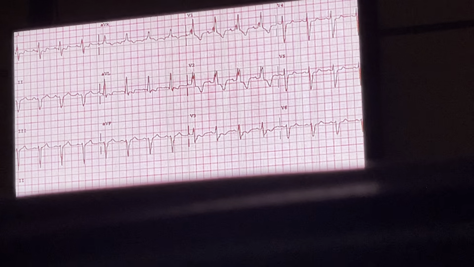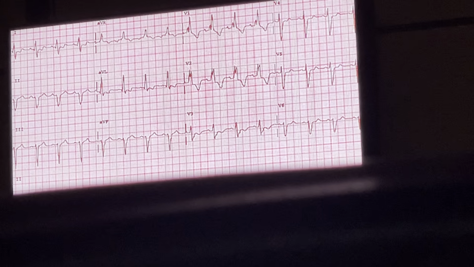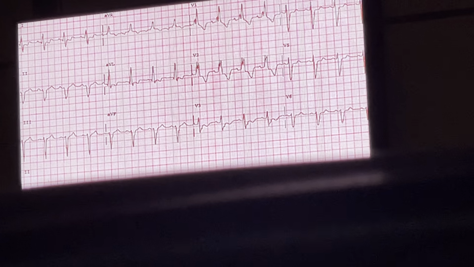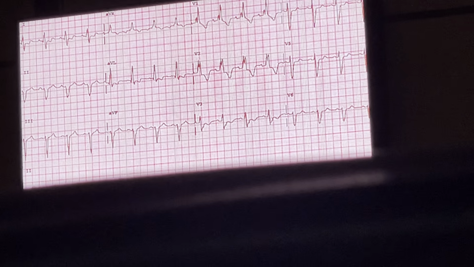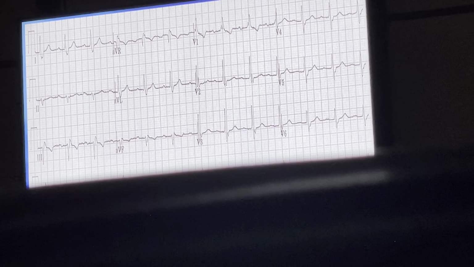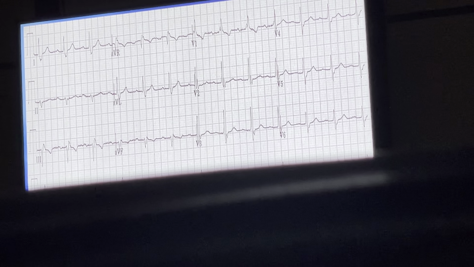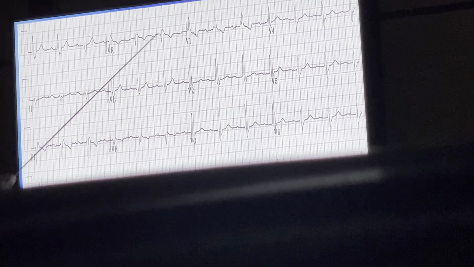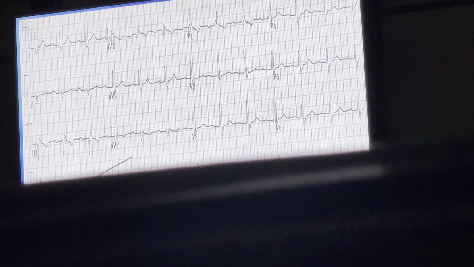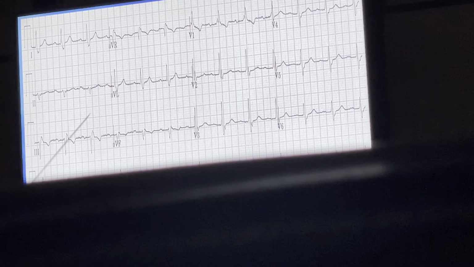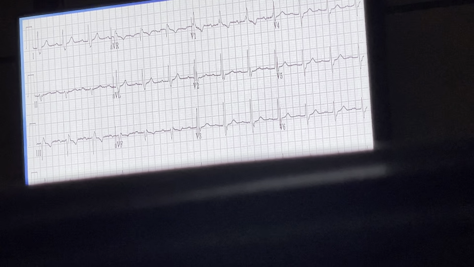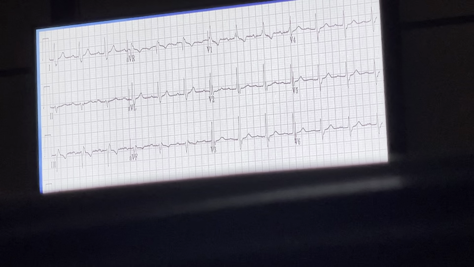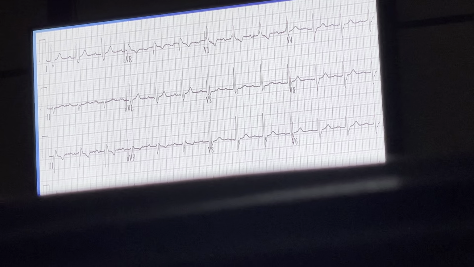This is clear. Bifascicular block. Right bundle branch block along with left axis deviation, or left anterior hemiblock. Next. So what is this? This is right bundle branch block, left axis with PR prolongation. This is trifascicular block.